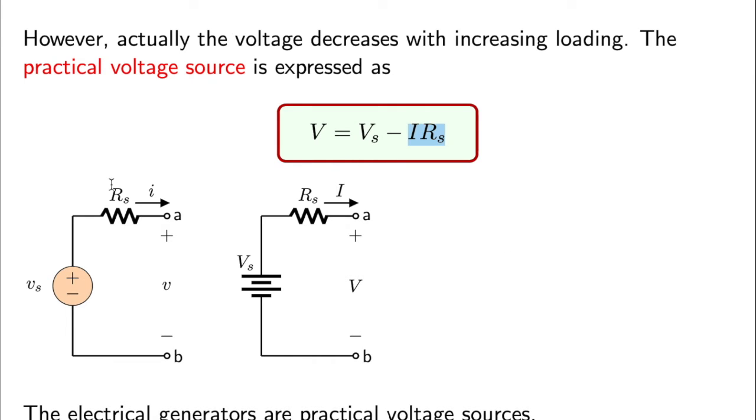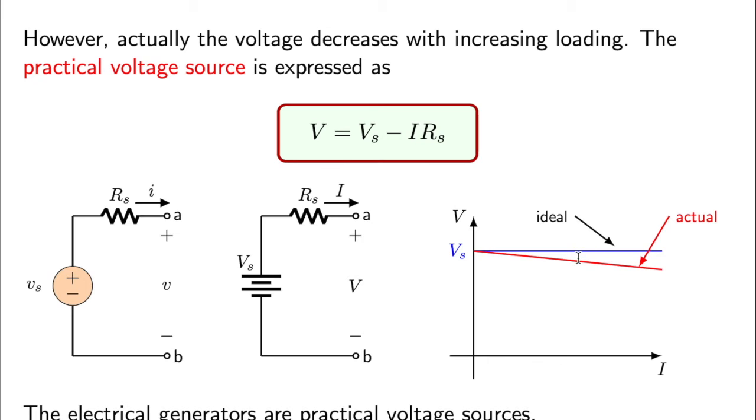This equation is translated like this. The resistance is added in series with the voltage source. This resistance is also sometimes regarded as the internal resistance of the source. The characteristic is plotted and it results like this. Our AC and DC generators are basically practical voltage sources.